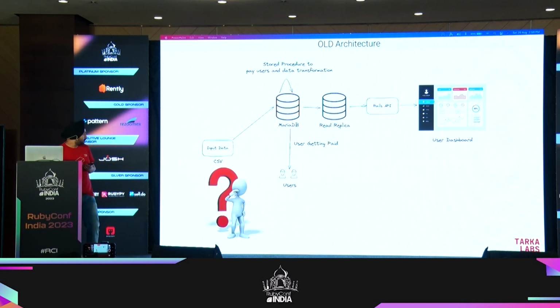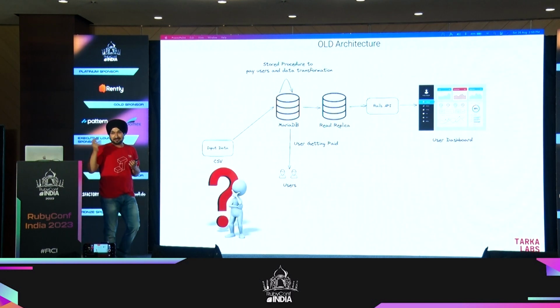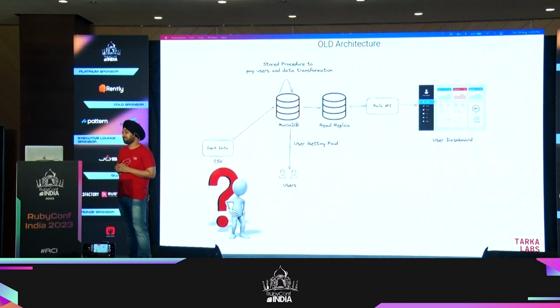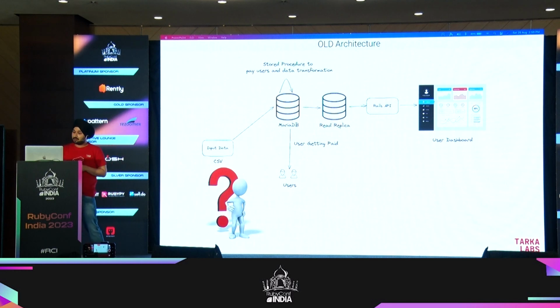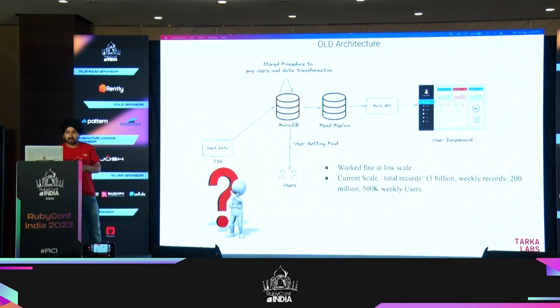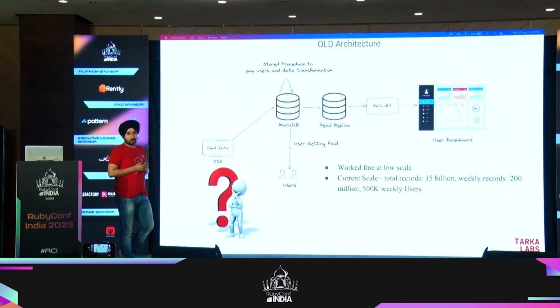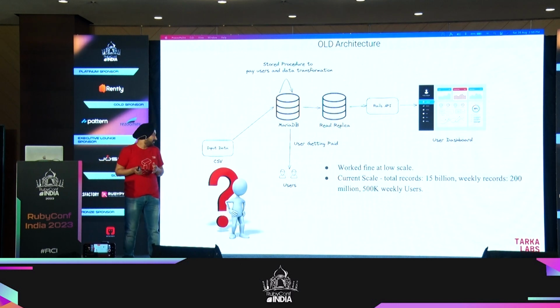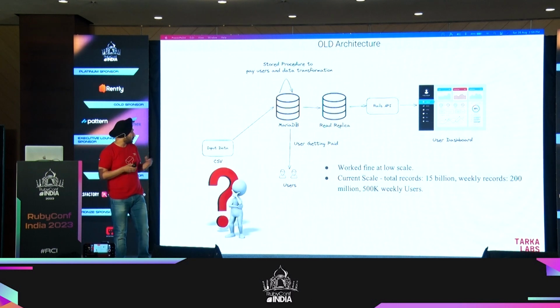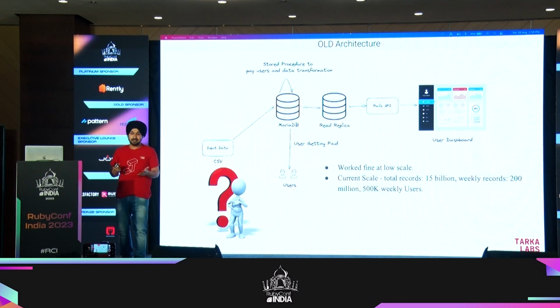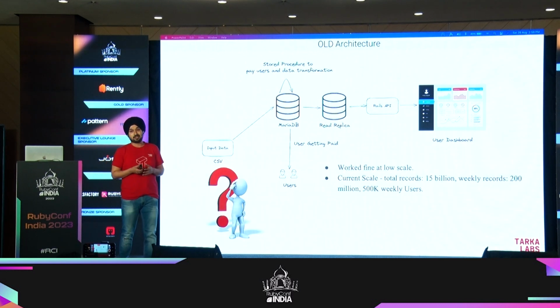Now, why am I here? Otherwise I could just finish my slide right now. This solution worked pretty well for close to 10 years, but when the scale was low. The problem started when we reached scale. The total records we had were close to 15 billion. Every week we were adding 200 million records and paying out 500,000 users.